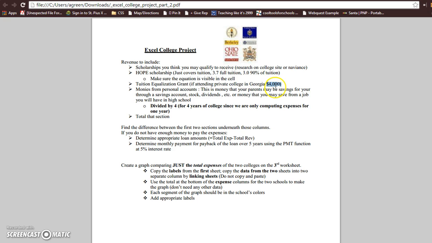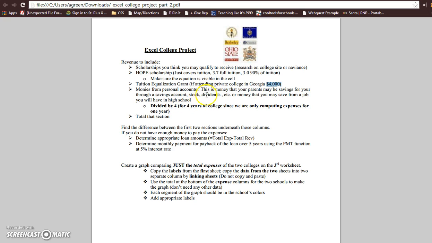Now, something to think about. If you're going to a private college and you're getting this, you're not going to get the Hope paid in full. So you would want to go to the Hope website and see if you get the equalization grant because you're going to a private college, how much money will they give someone who's going there? So you'll have to research that.